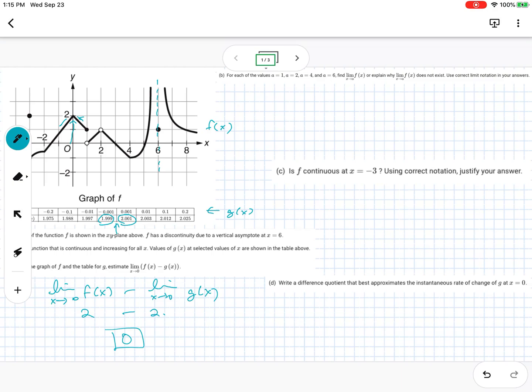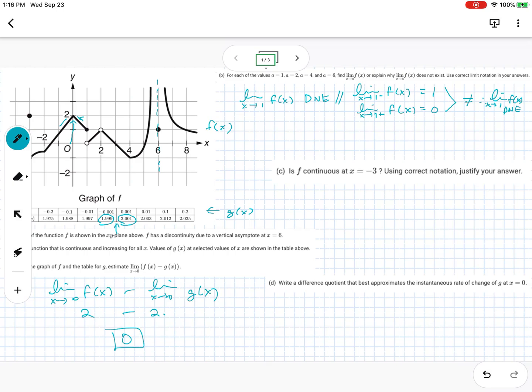And then part B, it says for each of the values a equals 1, a equals 2, a equals 4, and a equals 6, find the limit as x goes to a of f of x, and explain. Okay, so we just need to do all of these guys. So the limit as x goes to 1 of f of x, we would say that is DNE, and then we have to justify, because, and the way we would justify is just by writing out each of the one-sided limits. So the limit as x approaches 1 from the left, the limit as x approaches 1 from the right, and this is equal to 1, and this is equal to 0, and so they're not equal. Therefore, the limit of f of x does not exist, okay?